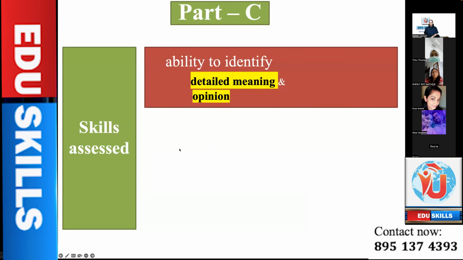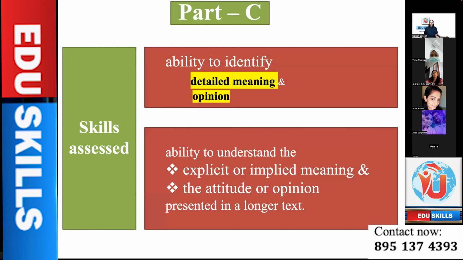Now, Part C. What are the skills assessed? Ability to identify detailed meaning and opinion, your ability to understand or identify the detailed meaning and the opinion of the author. Also the ability to understand the explicit or implied meaning. As we say, infer: questions like, what do you infer from this particular text? We will also learn about deduction, induction, and inference, all those things. So that is a skill being assessed, explicit or implied meaning, which will not be directly given but will be implied in the text.